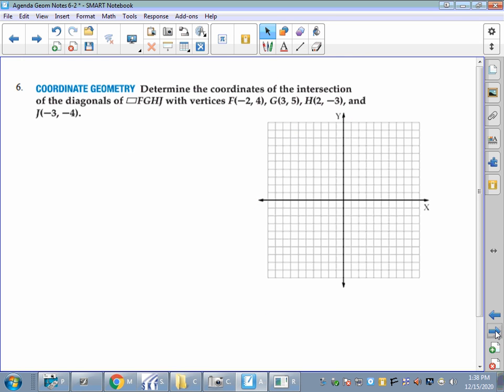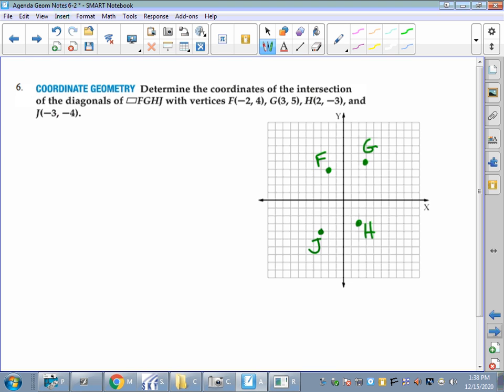All right. Last but not least, determine the coordinates of the intersection of the diagonals of parallelogram FGHJ, and it tells you what its vertices are. So let's graph those points. Let's draw in the parallelogram, and then let's draw in the diagonals. So F is at -2, 4. Remember to label your points, please. G is at 3, 5. H is at 2, -3. And J is at -3, -4.